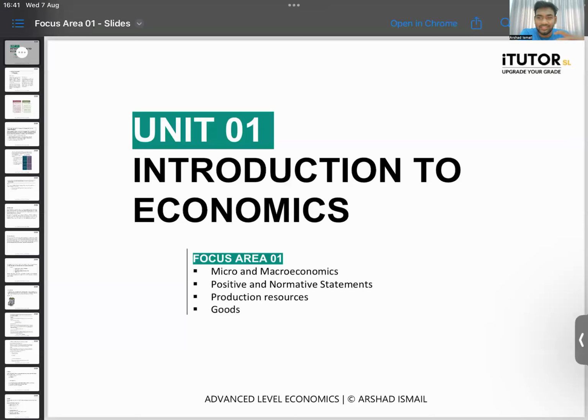So how will your revision class be structured, Lamai? From next week onwards, there is no introduction. Every week there is a focus area. You know that now. I told you unit number 1 has 4 focus areas. So every week there is a focus area.